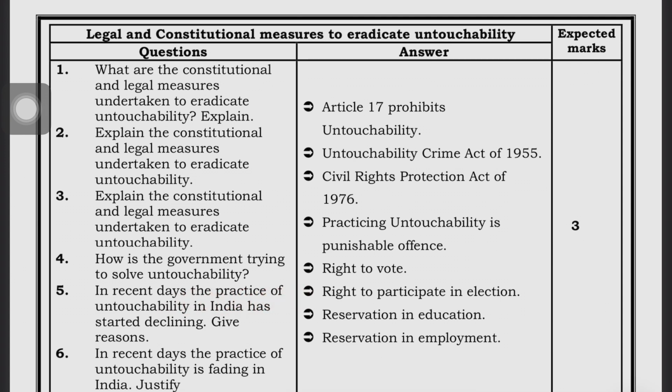In recent days, the practice of untouchability in India has started declining. Give reason. If so, justify your answer. So, which points should be involved in your answer? Article 17 prohibits untouchability. Untouchability Crime Act of 1955, Civil Rights Protection Act of 1976. Practicing untouchability is a punishable offense. Right to vote, right to participate in election, reservation in education and employment.